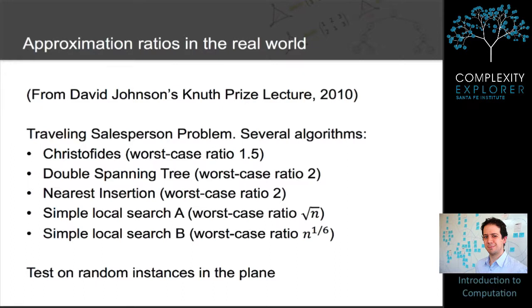So here you see a list of 5 algorithms that are out there and the corresponding worst case ratio that algorithm gives relative to optimum. So based on this, you would think that the Christofides algorithm might be the best because its worst case ratio is 1.5, whereas all of the others are worse than that. What David Johnson did was test this on random instances of the traveling salesperson problem in the plane, meaning you pick random points in the plane, you put an edge between every pair of points, and the distance along that edge is just the distance in the plane.